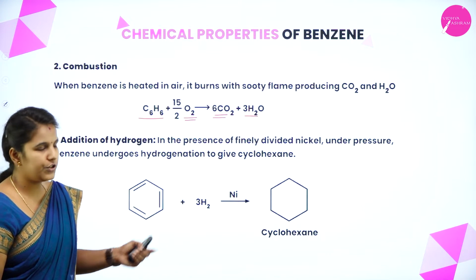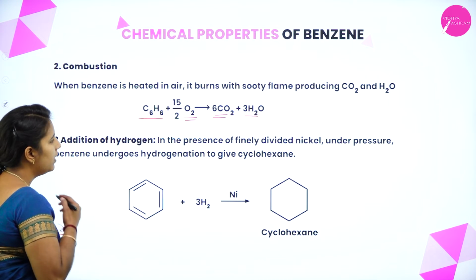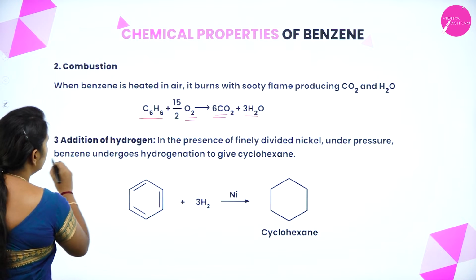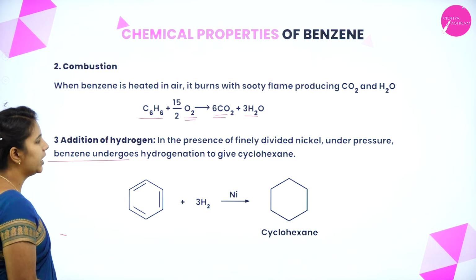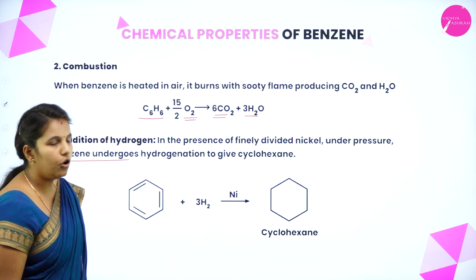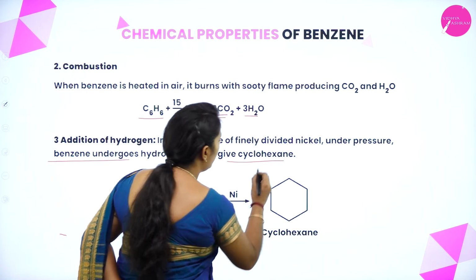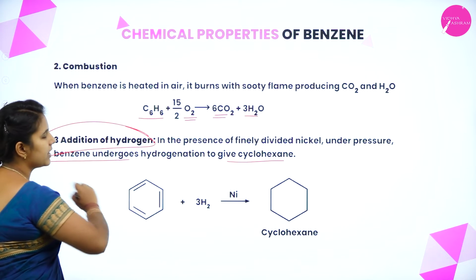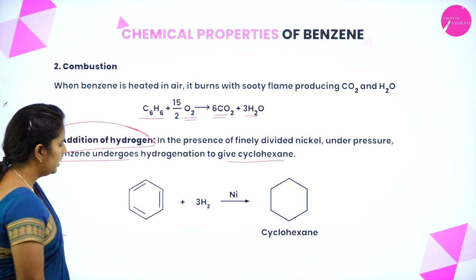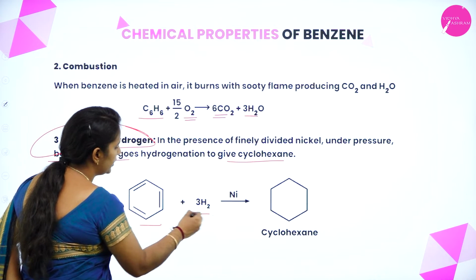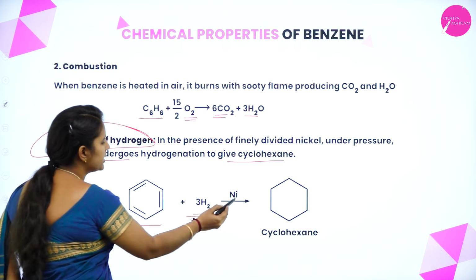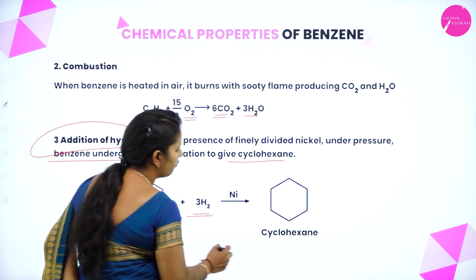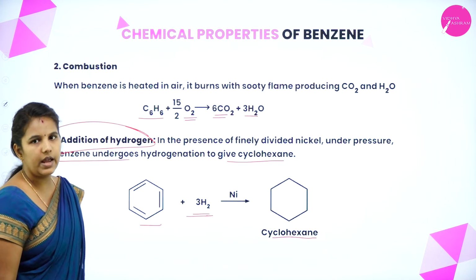Next we'll see the addition reaction, where in the presence of finely divided nickel as a catalyst, under pressure, the benzene undergoes hydrogenation to give cyclohexane. To give what? Cyclohexane. And this is one of the important addition reactions which takes place in benzene, where you can see that benzene undergoes addition reaction in the presence of nickel as a catalyst with hydrogen to form what? Cyclohexane.